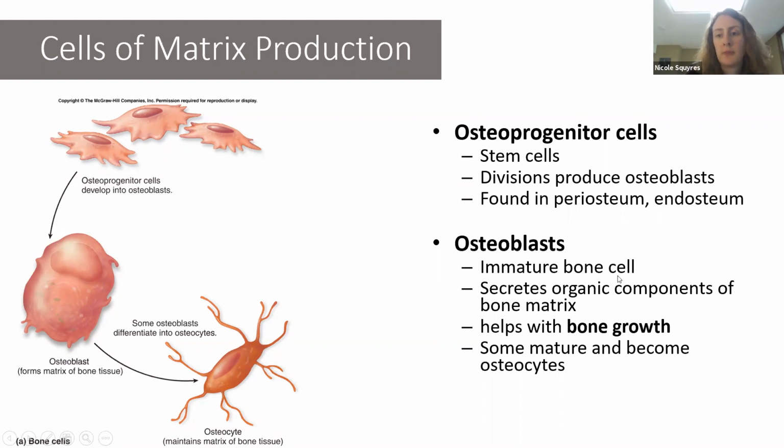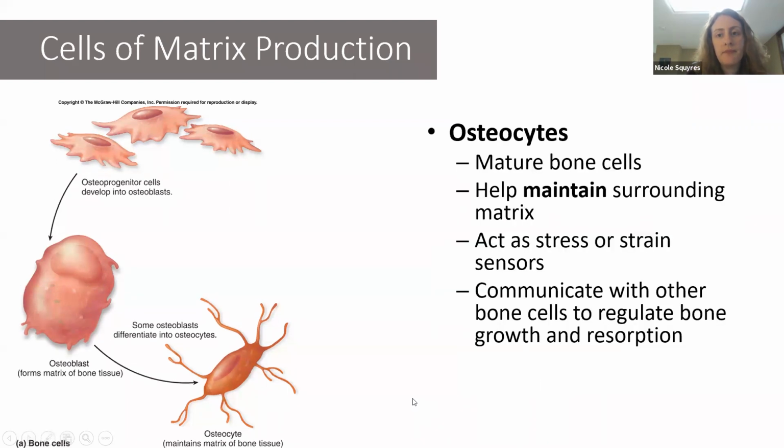Osteoblasts are immature bone cells, and they're also going to be the builders of bone. So they secrete the organic components of bone matrix. So they're going to be responsible for bone growth, for creating new bone. Some of the osteoblasts will fully mature and become osteocytes, which we can see here. Osteocytes are our mature bone cells, and their job is to maintain the surrounding matrix.